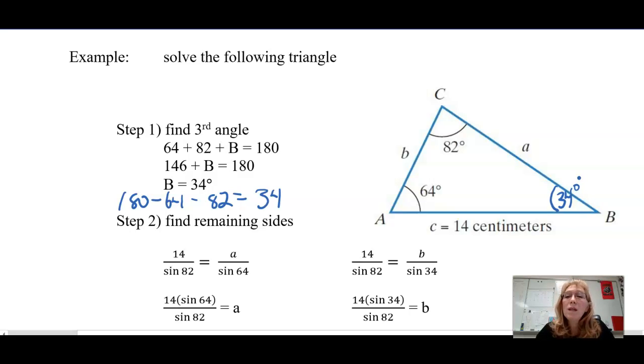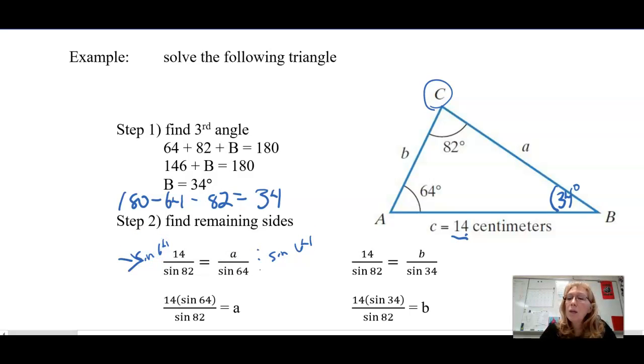So we look at what side was given and what angle we have. So this is the ratio we're going to use. The side of 14 over the sine of 82, because this was given to us. And now we can find A or B first. It does not matter. So then we do this, A over the sine of 64. Now we're just going to multiply by sine of 64 on both sides to get A by itself.